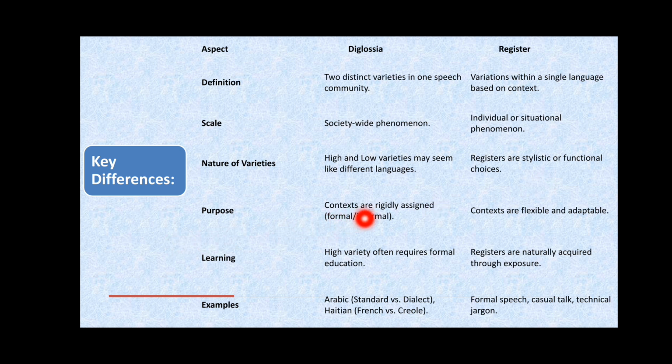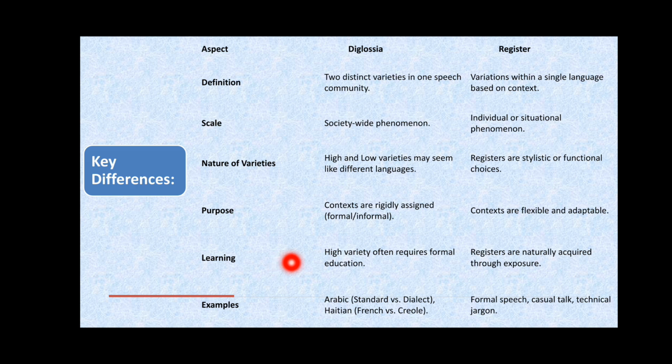Purpose and contexts are rigidly assigned, formal and informal. It's very rigid. It does not change easily. And in register, contexts are flexible and adaptable. Easily you can change the context and your register changes. Learning: high variety often requires formal education, while register is naturally acquired through exposure. If you have experience, you will use such kinds of words and tone.